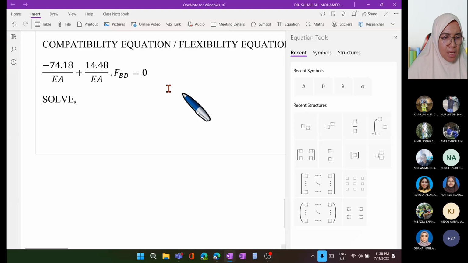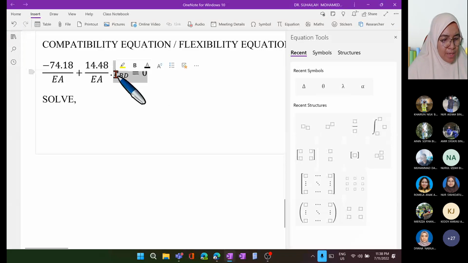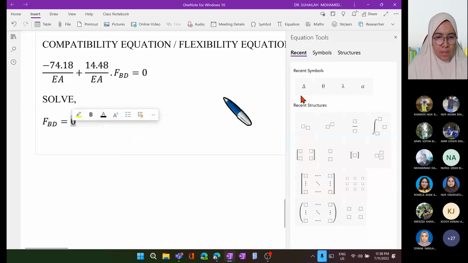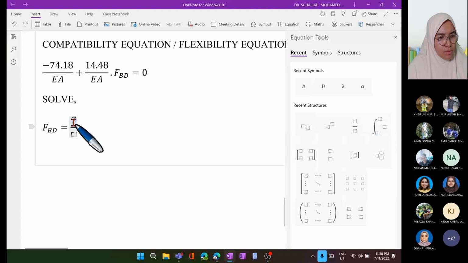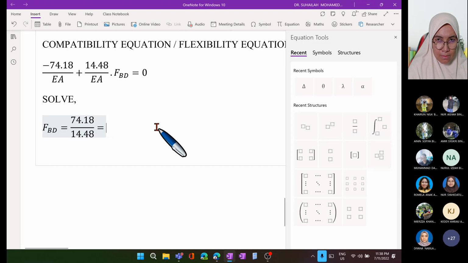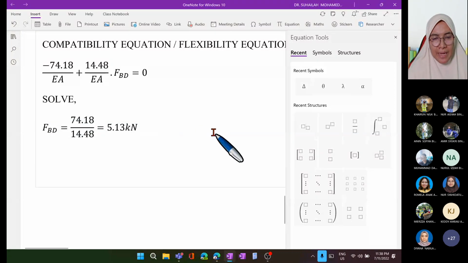We get FBD. FBD equal to 74.18, we divide by 14.48. So what is the answer? 5.12. 5.13. Yes. Sini. Oh, 5.13. Okay, 5.13. Okay. So dah dapat ni.